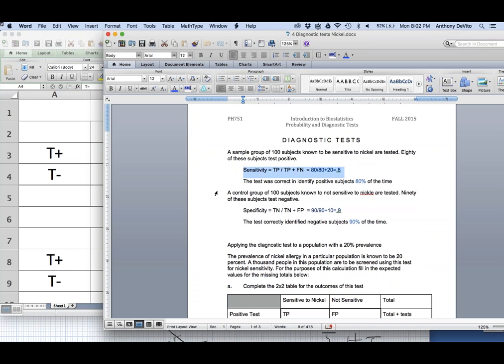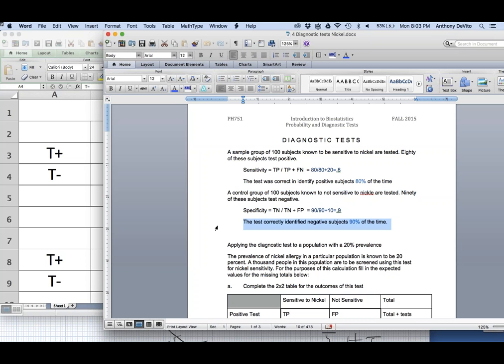Now he also said, well, let me test it on people that I know are not allergic to nickel, right? And see if it really tests negative. In this case, of those 100 subjects, he found that 90 of them it correctly identified as not being sensitive to nickel. But that means it got it wrong 10 times. It said that 10 out of those 100 people who are not sensitive were sensitive. But it got it right 90 out of 100 times. So it was correct at predicting that they weren't allergic to nickel 90 out of 100 times. That's called its specificity, right?